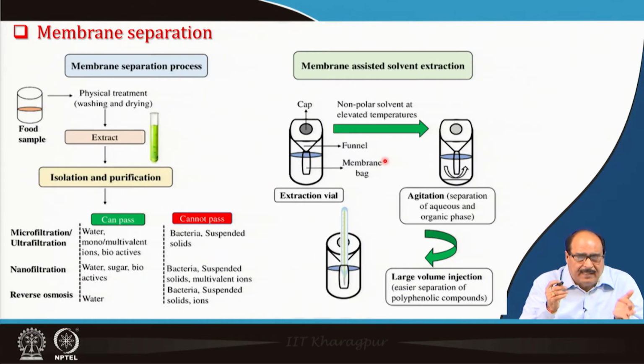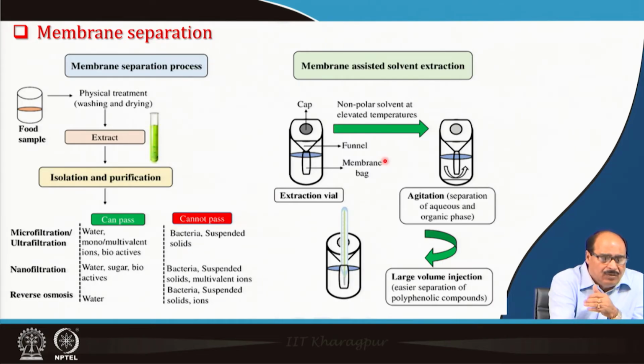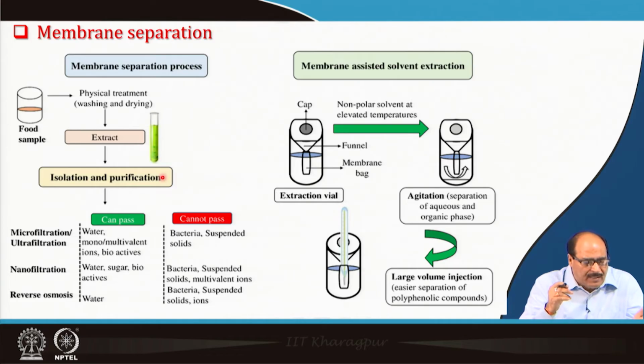Now membrane separation, I think earlier we discussed membrane separation also. The fruit or vegetable waste sample is given physical treatment like washing and drying, then you get the extract, and then the extract is subjected to isolation and purification using microfiltration, ultrafiltration, nanofiltration or reverse osmosis. These are the known technologies, and what can pass through these membranes and what cannot is given here. Generally, reverse osmosis can be used for concentration, that is only separation of water, even from fruits and vegetables, that biological water. High purity water can be obtained, so juices can be concentrated using these membranes.